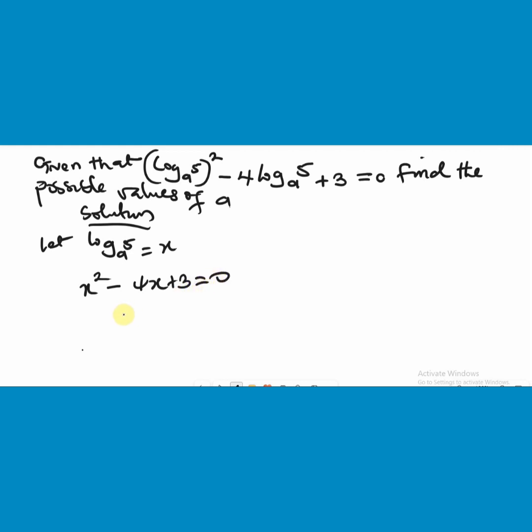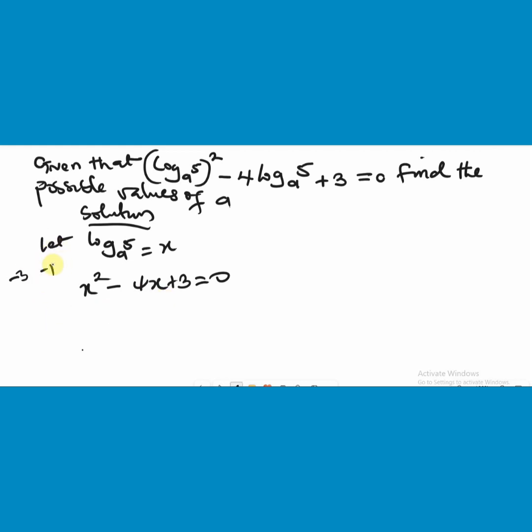So I'm going to solve this quadratic using either the quadratic factorization method, the quadratic formula, or the completing the square method. I'm going to use the factorization method, which is the shortest. I'm going to look for two numbers that will give me minus 4 when I add them, but will give me plus 3 when I multiply them. The two numbers are minus 3 and minus 1, because minus 3 minus 1 is minus 4, but minus 3 times minus 1 is plus 3, because minus times minus is plus, and 3 times 1 is 3.